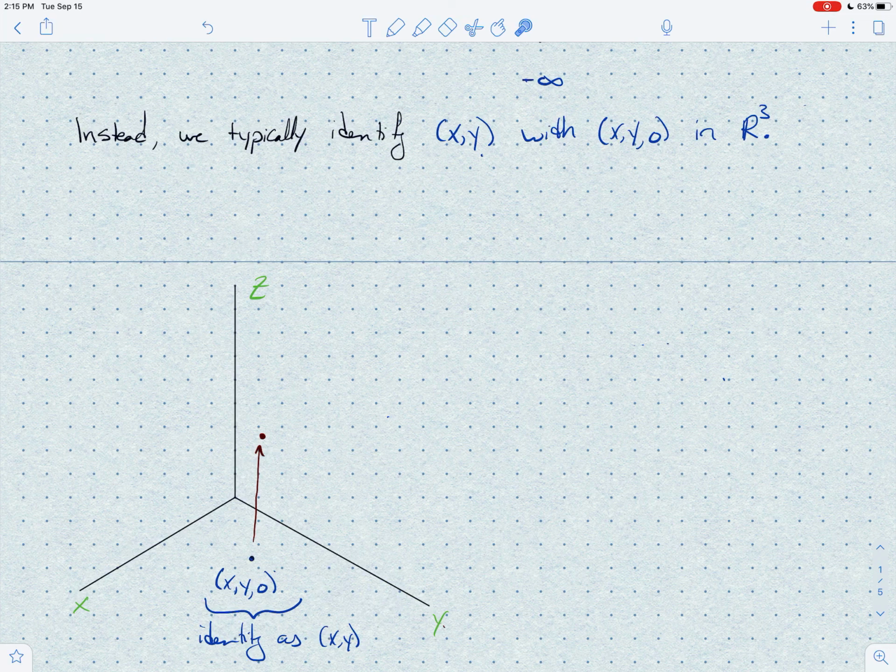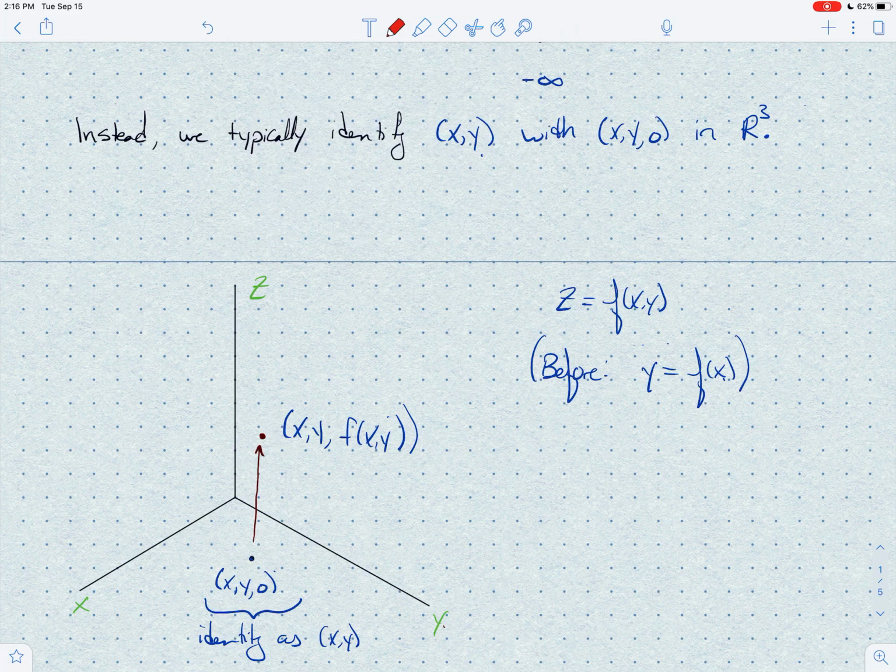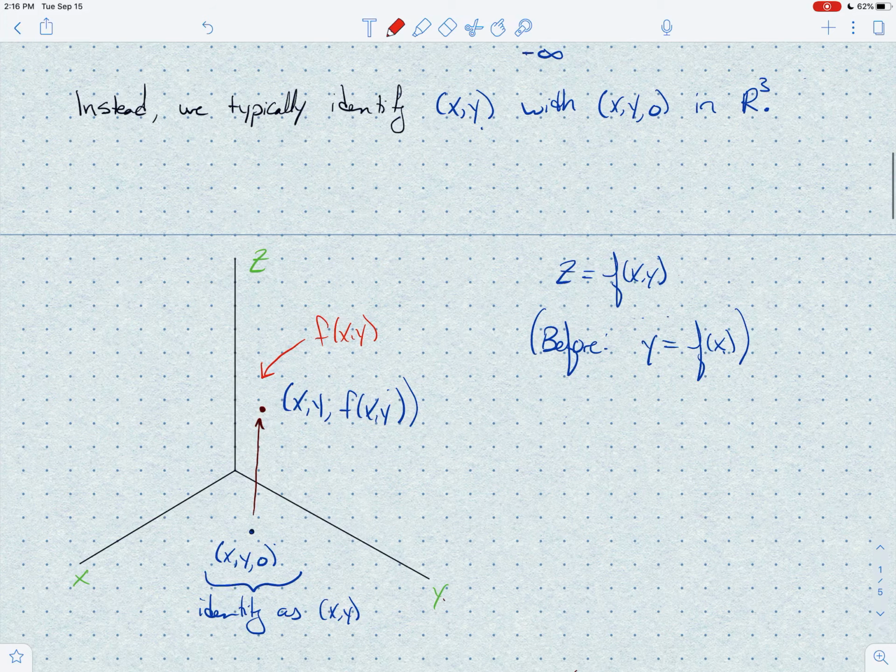So this x, y, 0, which I'm going to often just write as x, y, is getting mapped up to the point x comma y comma f of x, y, and that helps us see what z is. Right here, f of x, y is playing the role of z. So before, when you were doing a function of one variable, you would say y was f of x, right? Because it is. And now z is f of x, y. And so sometimes, let me just point this out to you, sometimes we're just going to identify this as just f of x, y.